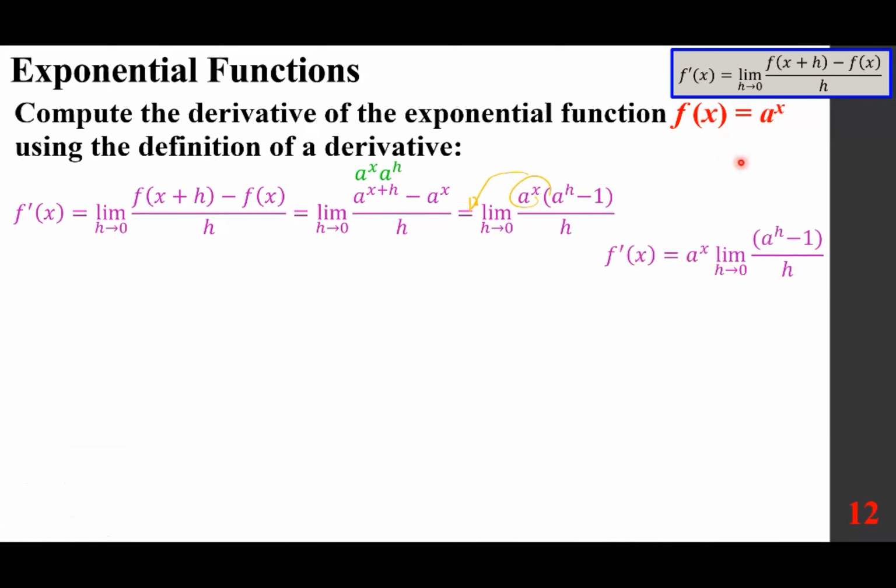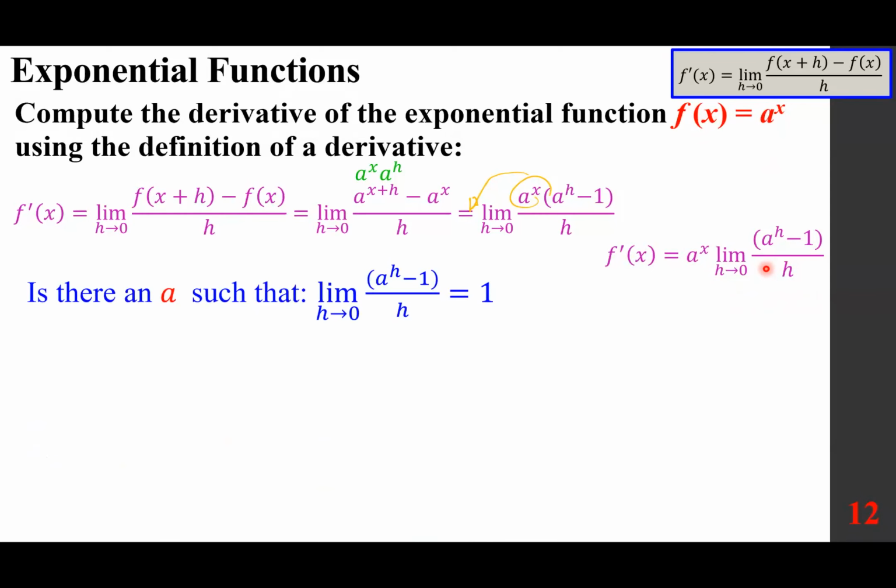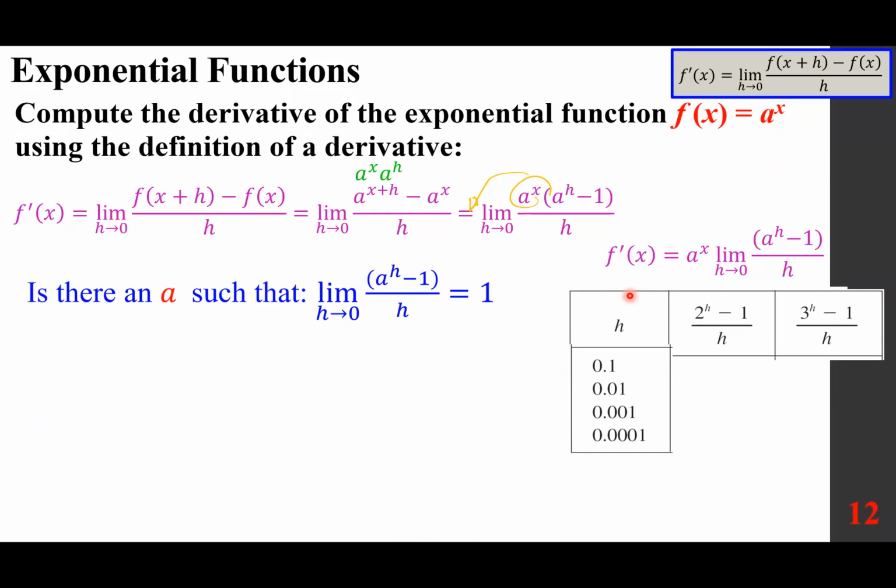Now, when you compare these two, you notice f prime is the same thing times some limit. So what if there was some number a such that this limit was equal to 1? That would be interesting because in that case, the function and its derivative become identical. So numerical analysis gives us the answer. So we start with number 2. And in this case, remember, we want the limit as h approaches 0.